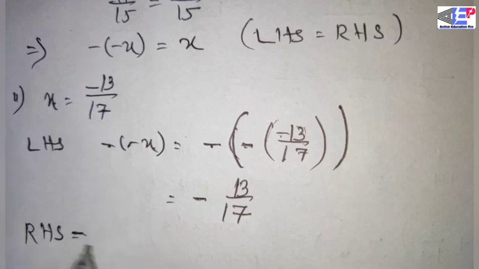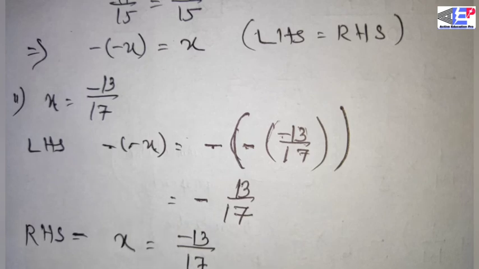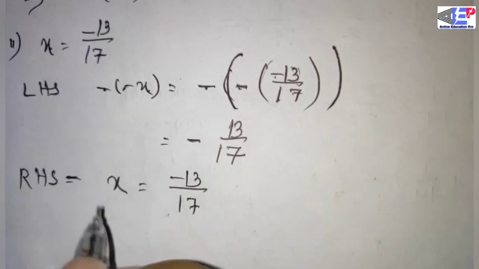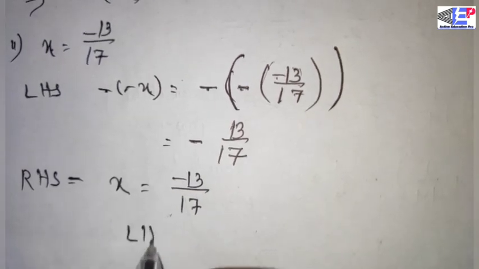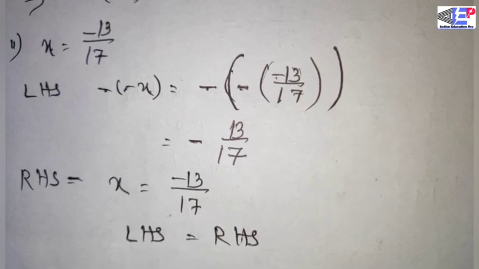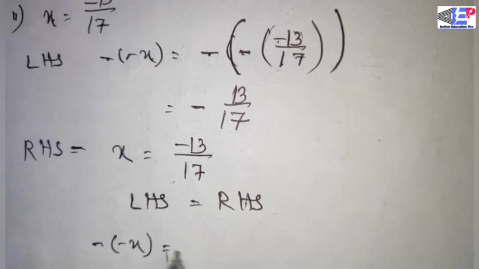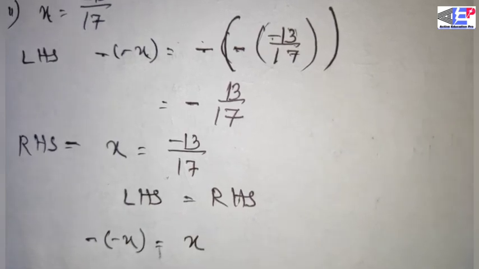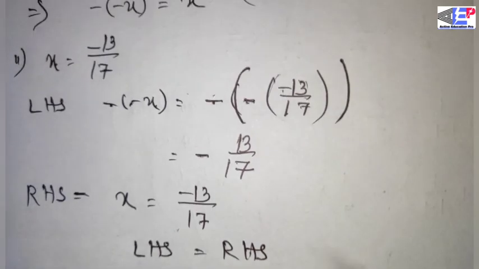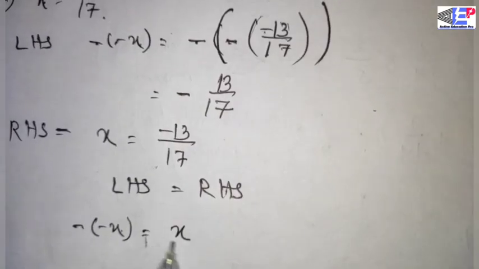And the RHS is x. The value of x is minus 13 by 17. From this, what did you find? LHS is equal to RHS. The value of LHS is equal to RHS. So minus of minus x is equal to x holds true for the number minus 13 by 17. The condition minus of minus x is equal to x holds true for this number.